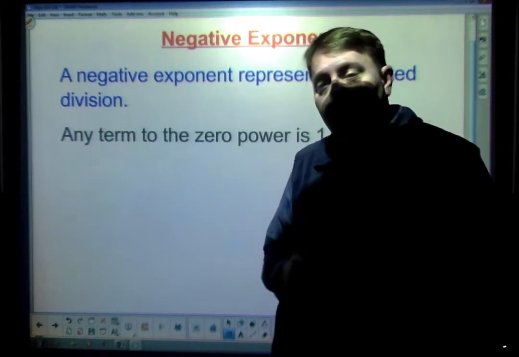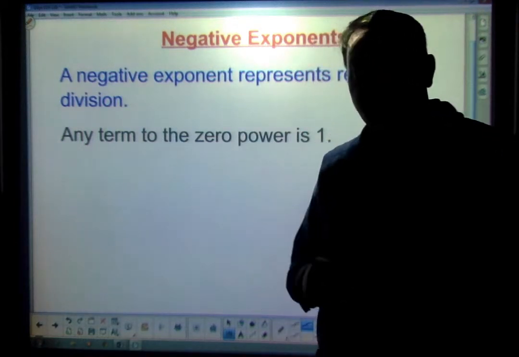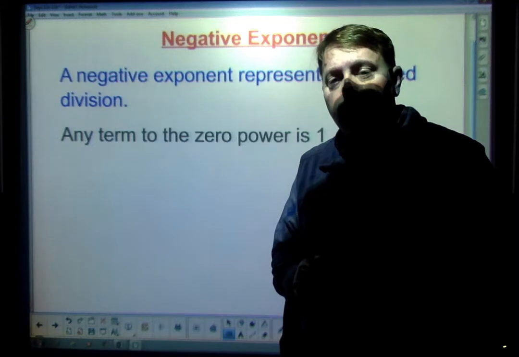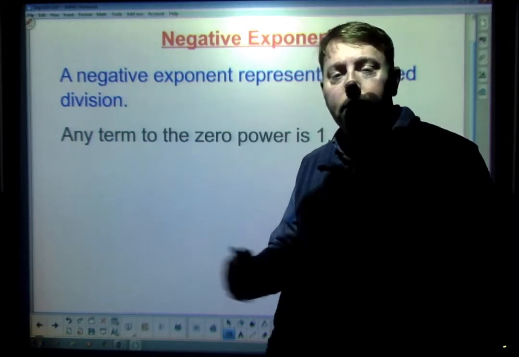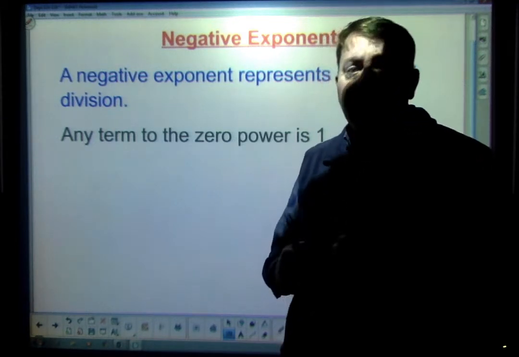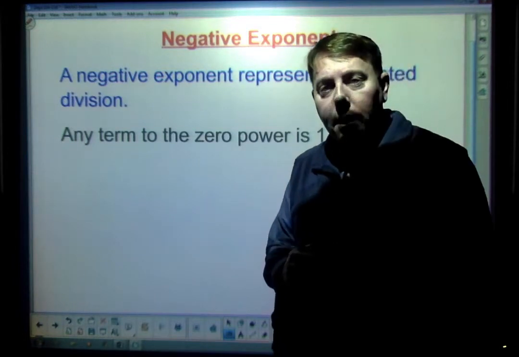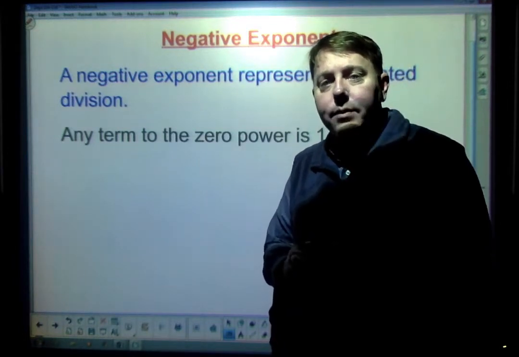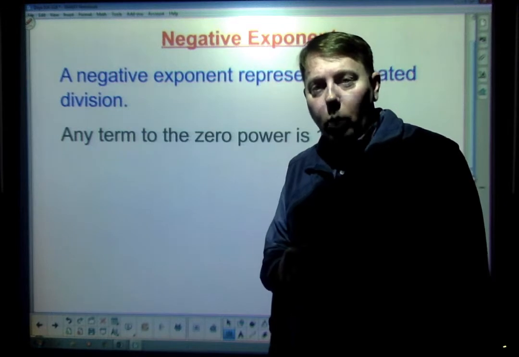But if you have 2 to the negative third, that negative on your exponent tells you to divide by 2 3 times. So divide by 2, divide by 2, divide by 2. Now when we're dividing something by 2, we represent that as multiplying by a half. So 1/2 times 1/2 times 1/2 would equal 1/8.